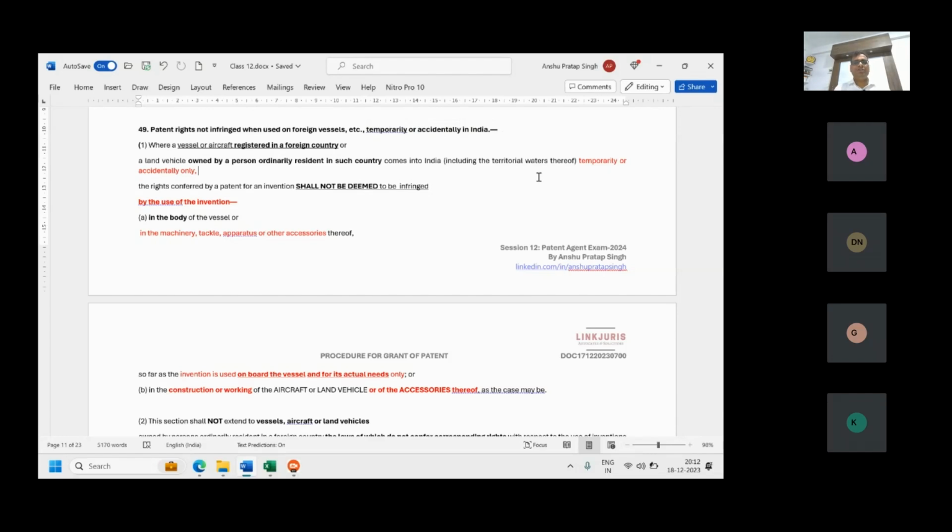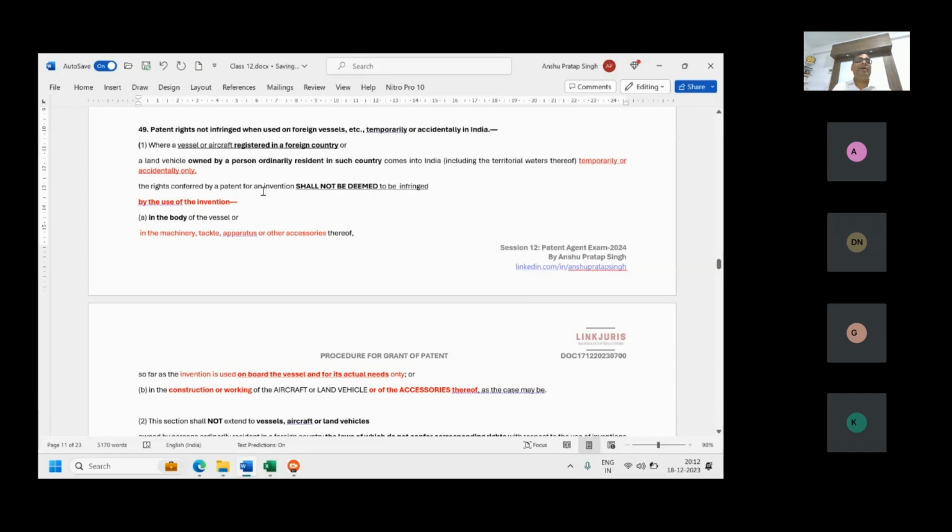It is 3 nautical miles something, just check. Territorial waters are some 30 nautical miles or something. I don't remember exactly, I have to check. So including the territorial waters, it is temporarily or accidentally. It comes temporarily or accidentally. Please remember this. Temporarily or accidentally is very crucial.